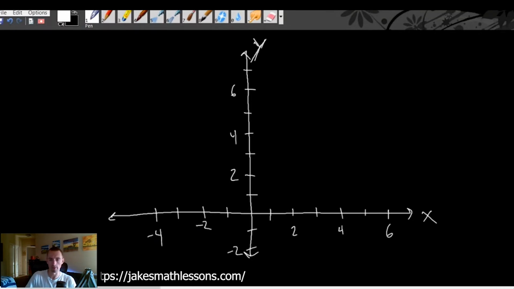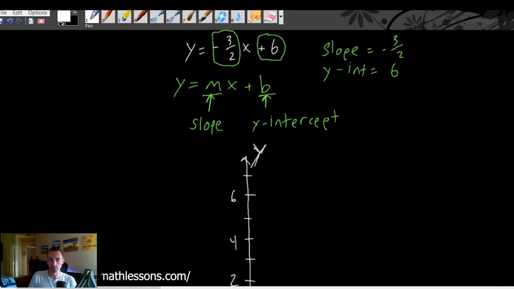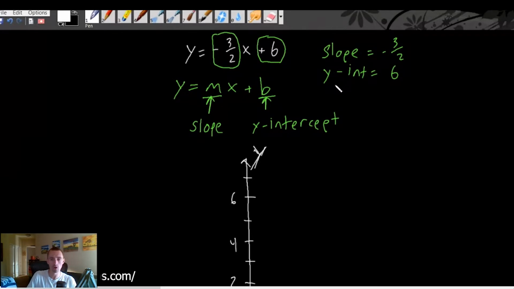Okay, so once we've got our xy axis drawn, we want to draw a line with a y-intercept of 6 and a slope of -3/2. So how do you do that? Typically, I think it's easiest to start with the y-intercept. So we're going to start with our y-intercept, which is 6.